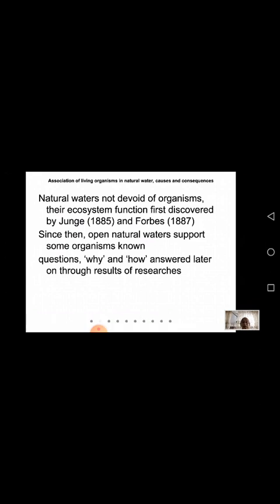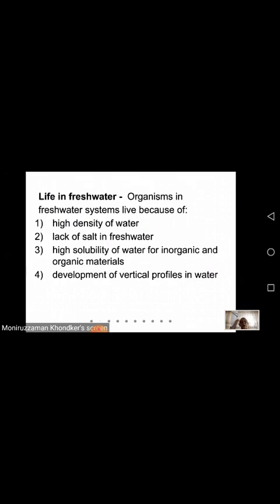The answer to these questions is actually research based, and after carrying out a lot of research, we know clearly how and why the organisms colonize the water. Like in freshwater, organisms in freshwater systems live because of the high density of water, lack of salt in freshwater, high solubility of water for inorganic and organic materials, and development of vertical profiles in water.